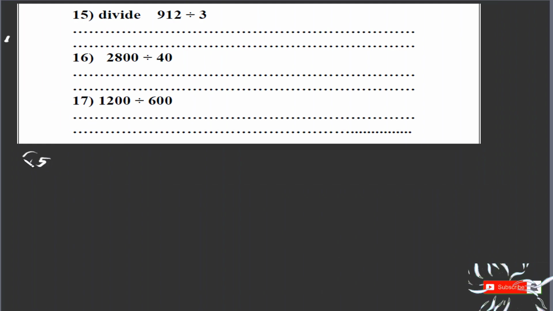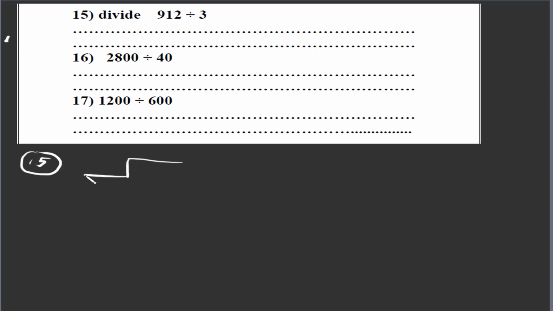Question number 15. Here he's asking, divide 912 by 3. We draw long division. We have here 912 divided by 3. Start with the left. 9 divided by 3 will be 3. 3 times 3 equals 9. Write a line, subtract, it will be 0. Bring down 1. Pay attention here. 1 is less than 3, so we write 0 in the quotient. This is an important point, by the way.